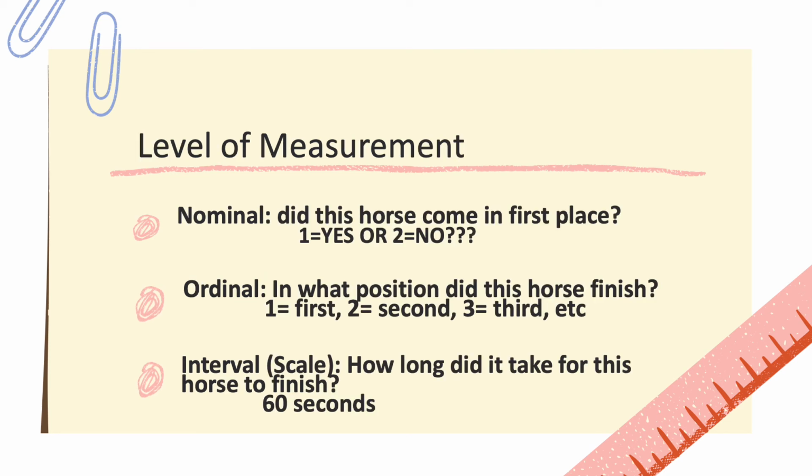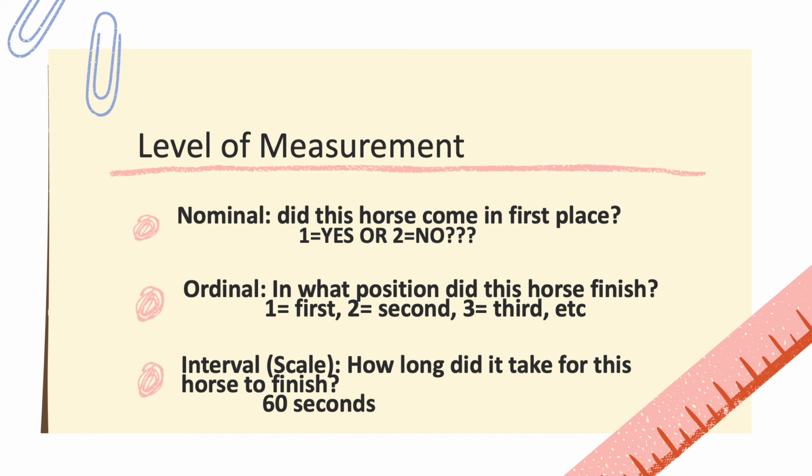Now let's have the level of measurement. So the level of measurement in our different types of data can be classified into nominal, ordinal, or interval. So for example, in a horse race, if you want to gather nominal data, your question would be stated like this: did this horse come in first place? So you will have a nominal data which should be answered by yes or no.